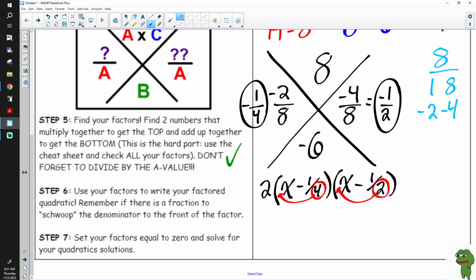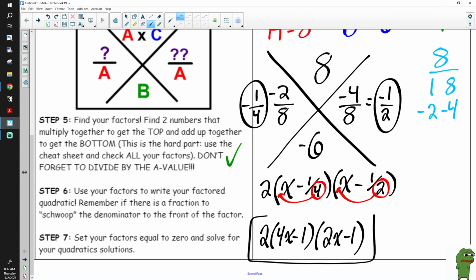So our factored form final answer is going to be 2 times 4x minus 1 and 2x minus 1. This is called our factored form. To find our solutions, because that's the end of step 6. That is step 6. We are done. That is our factored form.